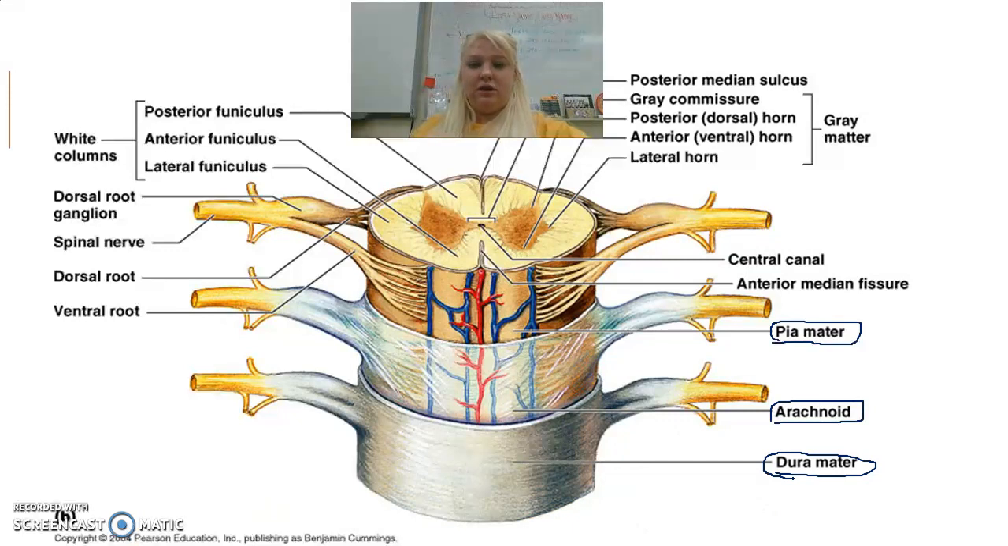So that's one of the major ways that our central nervous system is protected, is these three meninge layers. So next, we're going to talk about reflexes, and particularly spinal reflexes. And in doing so, we're going to be talking about some of those major structures. So a spinal reflex is a reflex that literally goes to the spinal cord and back.